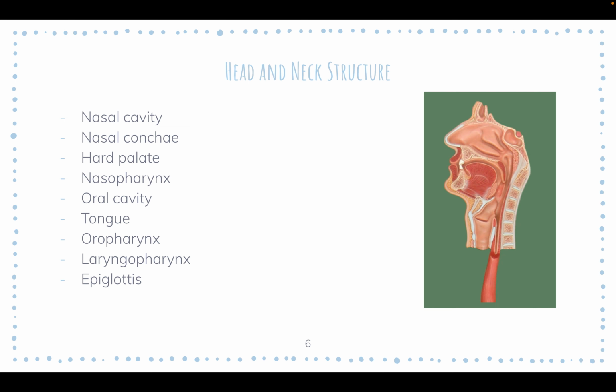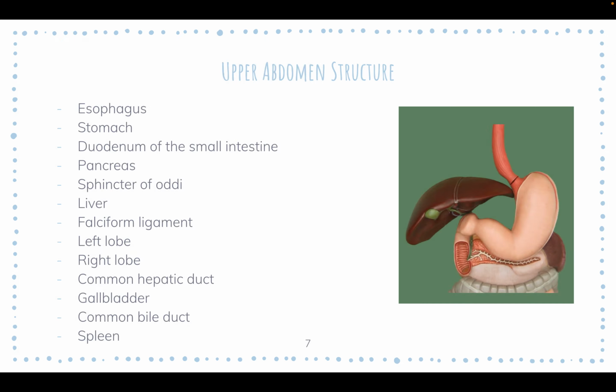Moving to the head and neck structure, there is the nasal cavity, nasal conchae, hard palate, nasopharynx, oral cavity, tongue, oropharynx, laryngopharynx, and epiglottis. Moving to the upper abdomen structure, it consists of the esophagus, stomach, duodenum of the small intestine, pancreas, sphincter of Oddi, liver, falciform ligament, left lobe, right lobe, common hepatic duct, gallbladder, common bile duct, and spleen.